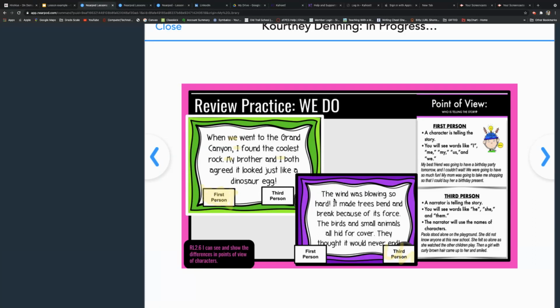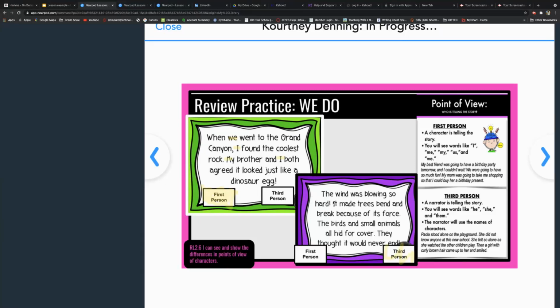For the second story where it says the wind was blowing so hard, what do you think? Excellent work. That is correct. It is third person point of view. Can you give me any clues of how you knew that? Oh, I love that. What about you, Luther? Okay, well, let's highlight together.